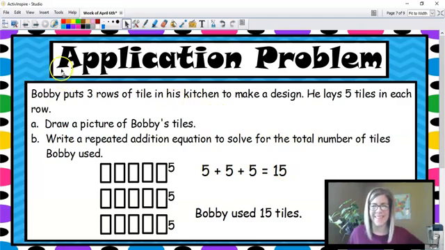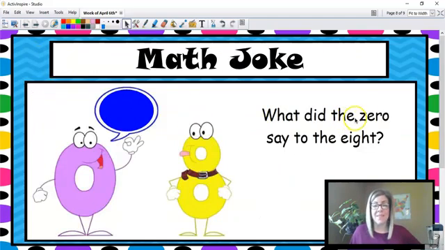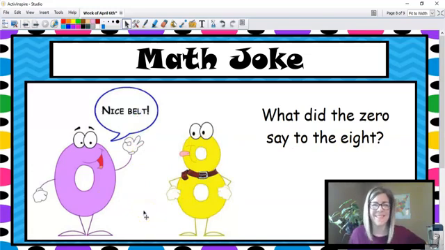That's pretty exciting. What did the 0 say to the 8? Nice belt. If you've read the book 789, you remember this joke from that book. And if you haven't read it, maybe you can read it today.